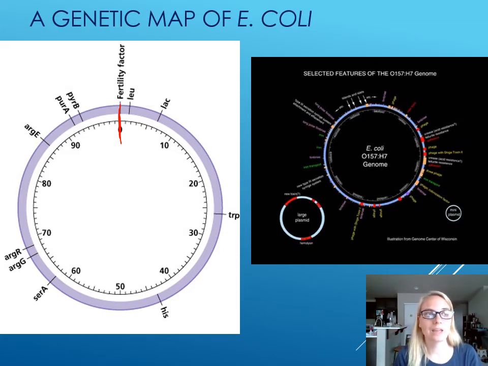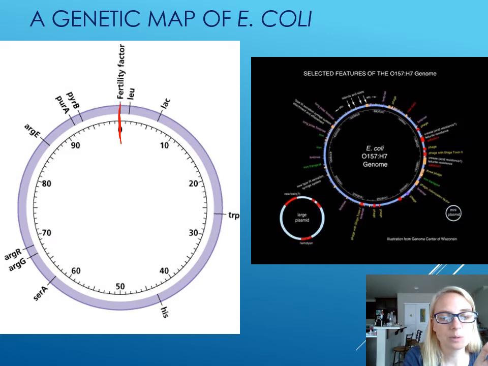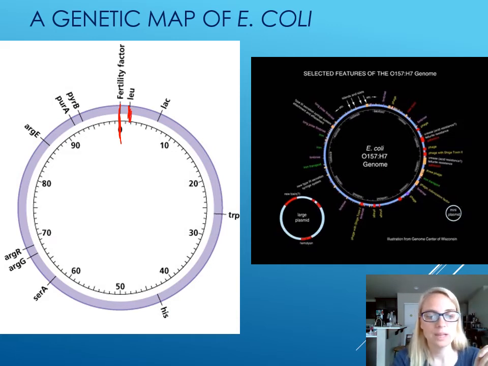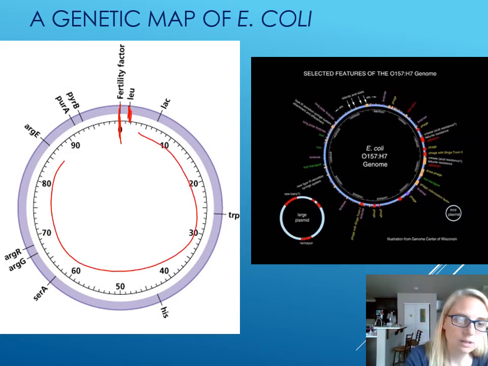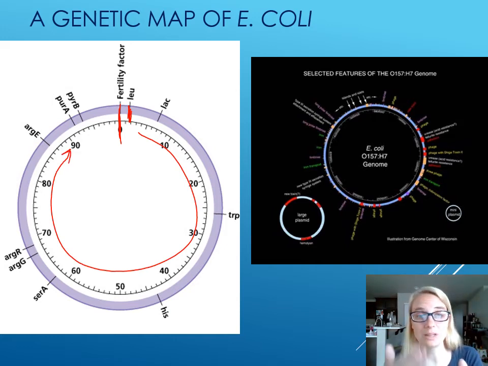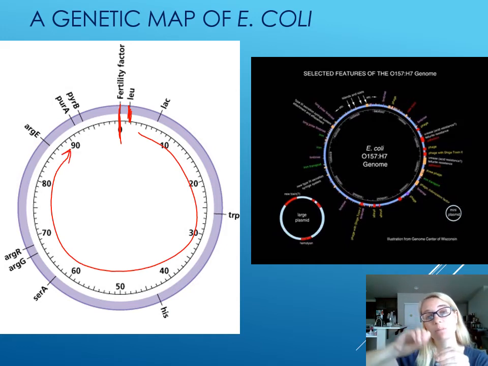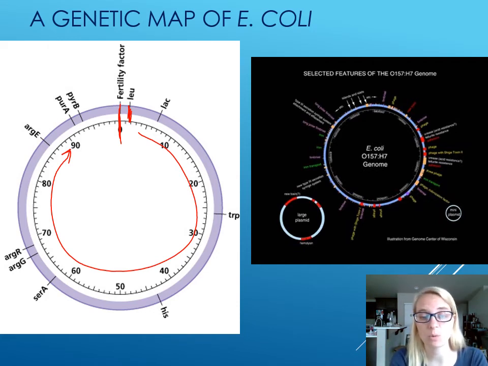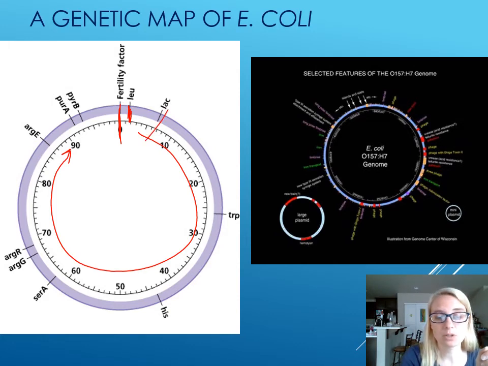And so then they can analyze what got transferred over to the new bacteria and say, okay, so in this particular time frame, if this gene was transferred early on, then that's going to be really close to the fertility factor. If it took 90 minutes before we could see evidence that that gene was transferred, then it's going to be a lot further away from the beginning of the transfer of that plasmid or that chromosome. So they've mapped operons. So there's the trp operon, there's a histidine operon. These are probably amino acid operons.